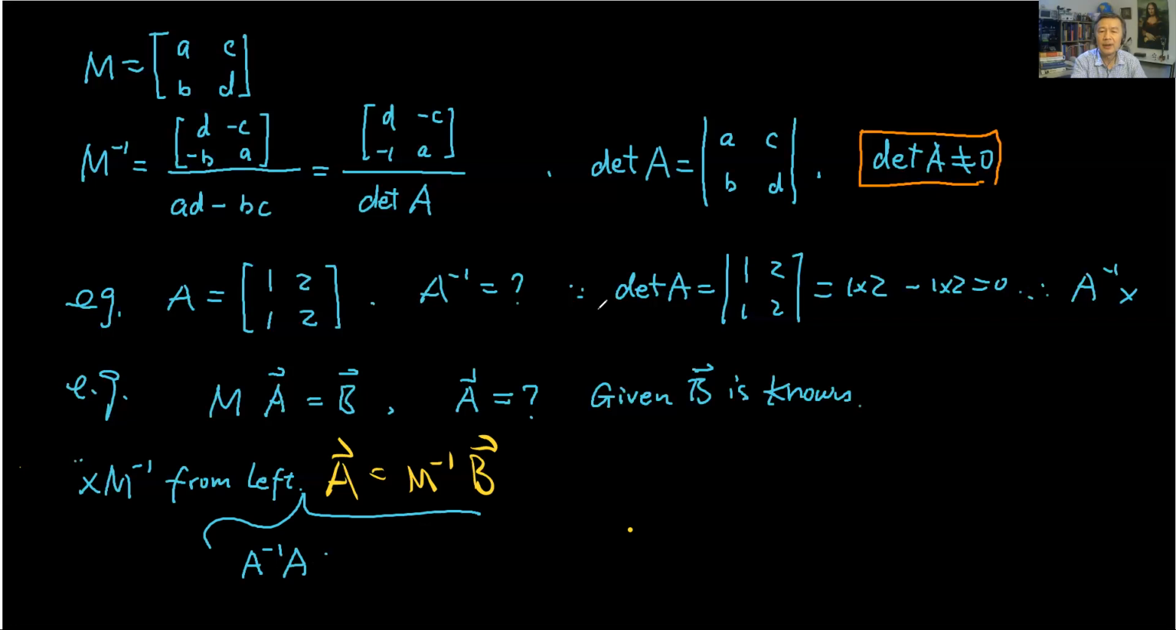Can you see? Not A, we multiply M. A is a vector in this case. We multiply M inverse, right? We just follow that instruction, and you have to do it on both sides at the same time. That's why we got the inverse in front of the B. Then you say, because M inverse multiplied by M equals the identity.